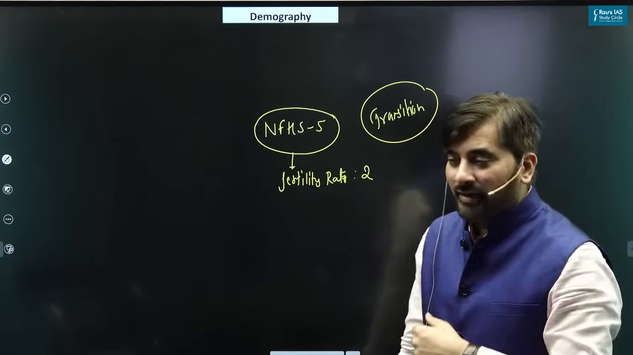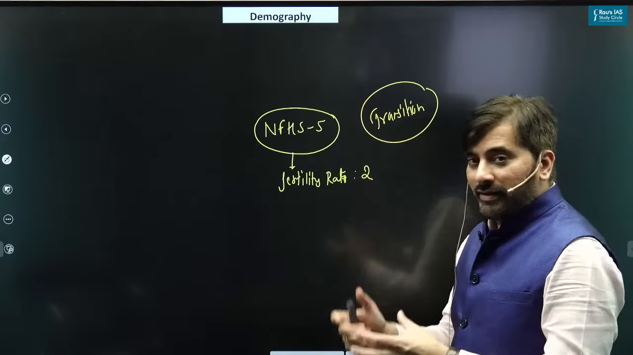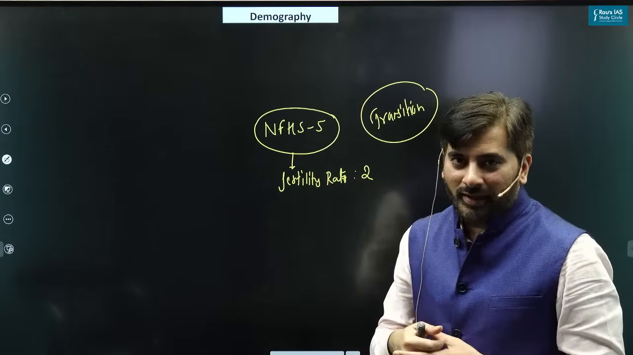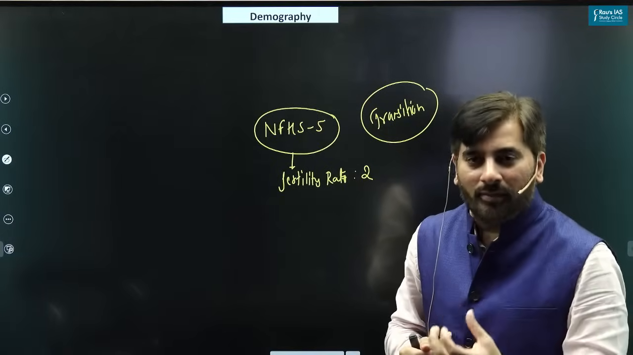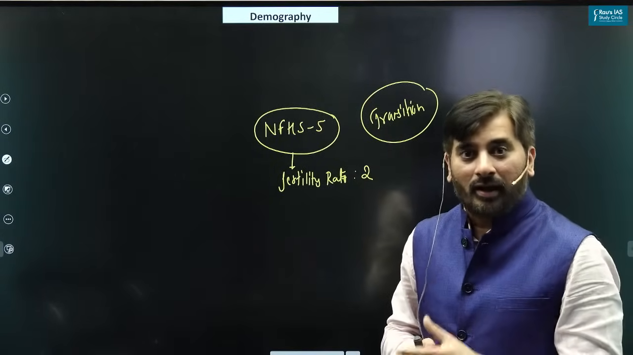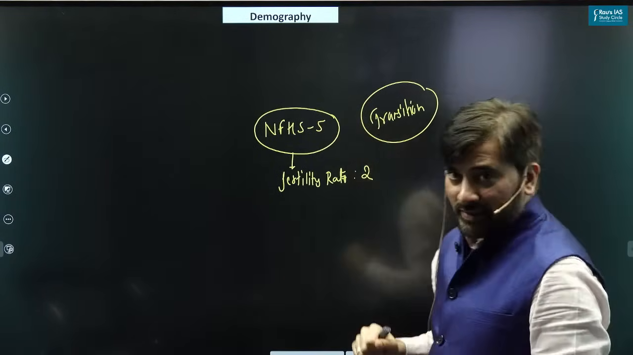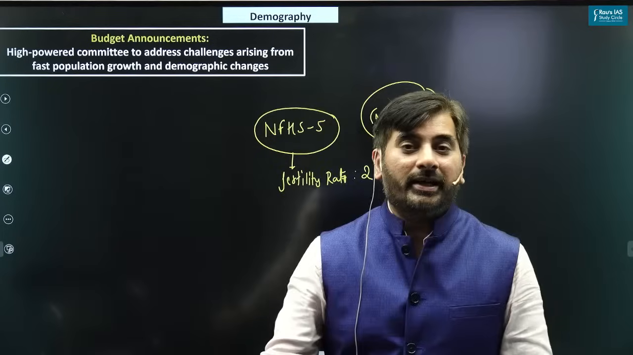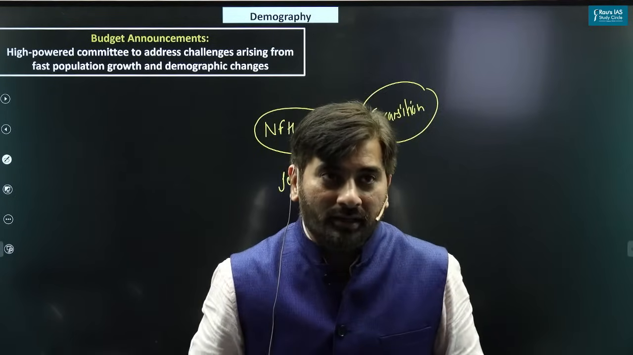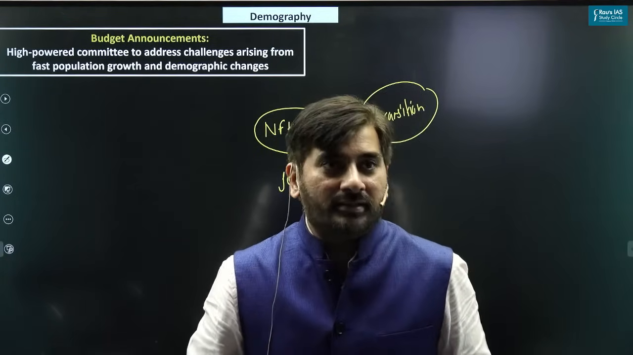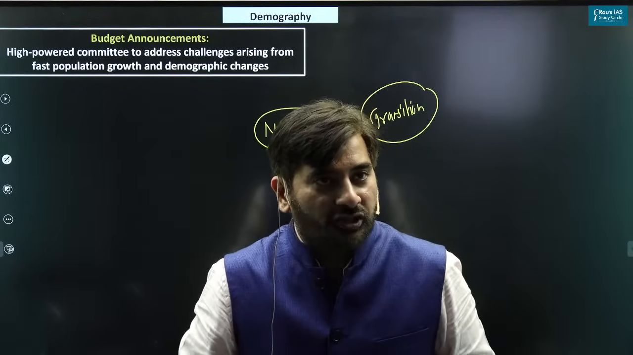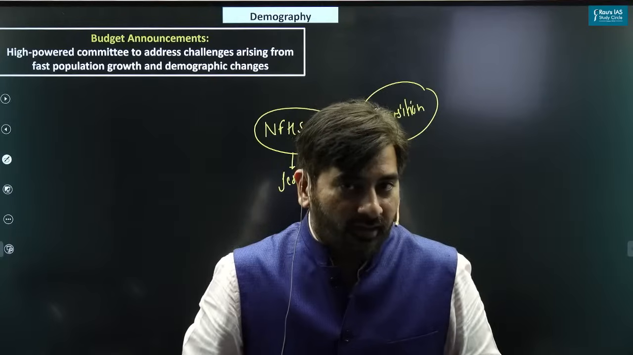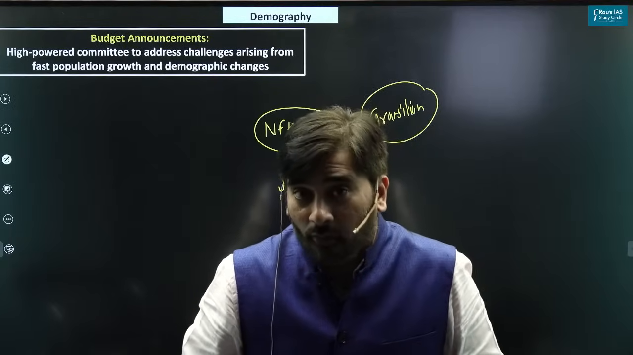And it is being said that this demographic transition which India is going to undergo in next 2 decades is set to pose a number of challenges. Accordingly, in this year's budget, the finance minister has announced setting up of a high-powered committee to address the challenges arising from the fast population growth and the demographic changes. This is the announcement. Why is this important?